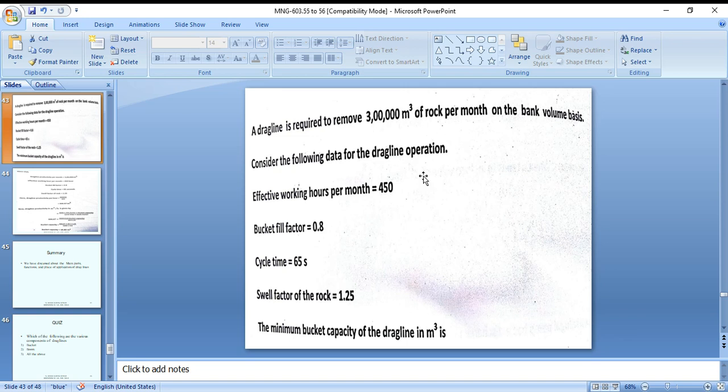Removing 3 lakh cubic meters of rock per month. So this is the monthly target of the dragline, which is fixed. This 3 lakh cubic meters per month has to be excavated. As far as monthly capacity and volume are concerned, consider the following data that was given.